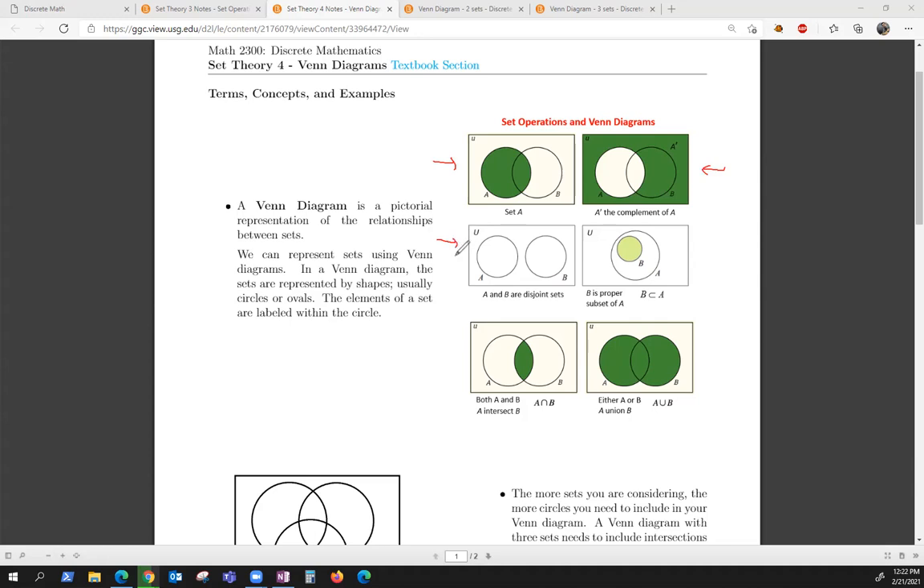This is the Venn diagram when 2 sets are disjoint. Okay, there is no overlap because they're disjoint. This is the Venn diagram for when B is a proper subset of A. Notice that B is completely contained in A, and I have things that are in A not contained in B. Here's the Venn diagram for intersection. Here's the Venn diagram for union. So these are very important to be familiar with.